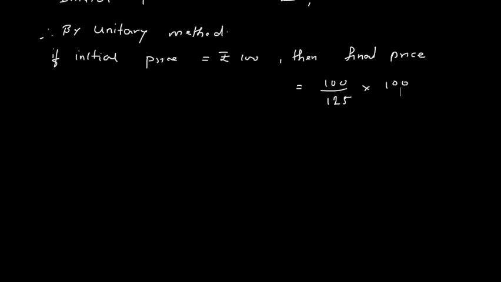Now 100 into 100 divided by 125, we have already calculated, it came out 80, right? By 25, if I cancel, 25 fives are 125, 25 fours are 100, and then 5 twos are 10, so it is 80. So if the initial price we take is 100, then the final price will become 80, so that is a 20% reduction in price.